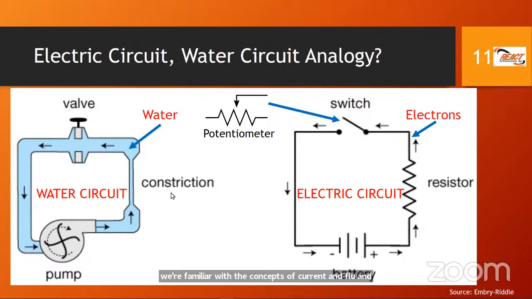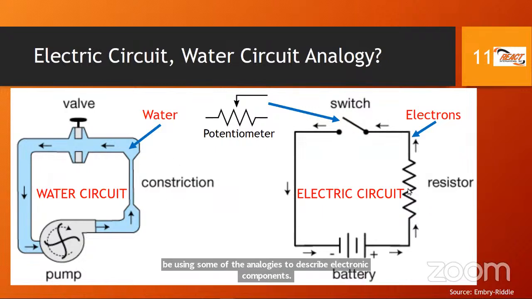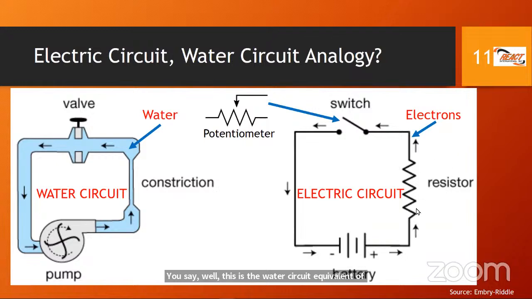This evening, we'll also be using some of the analogies to describe electronic components. We'll say, well, this is the water circuit equivalent of an electronic component. So take the resistor in an electric circuit or in a schematic diagram. We know that reduces the flow of electrons. The electrons are what flow in an electric circuit. Well, in a water circuit, we have an equivalent of a resistor, like a constriction, a smaller bore of the pipe, and therefore that will resist or restrict the flow of the water in the water circuit. So very similar analogy. And you'll come across one a little bit later on.